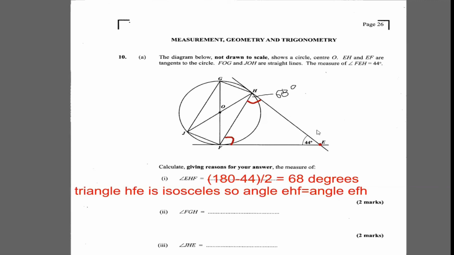All right. So that means that the distance from E to H is the same as the distance from E to F. All right. That's what that means. Then they want next one, angle FGH.